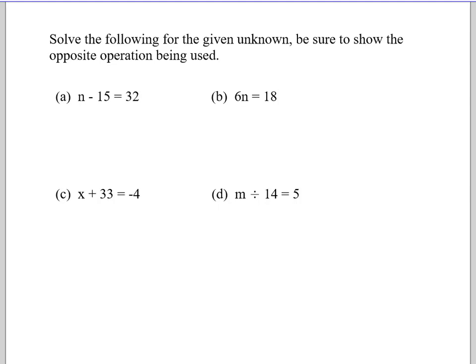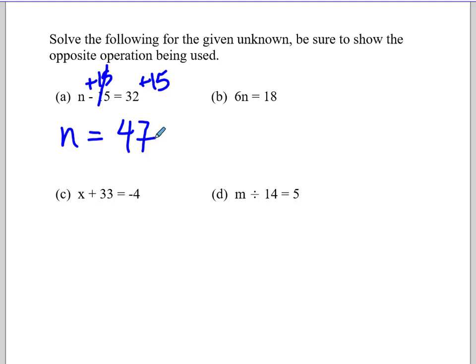The first thing you have to do is identify the operation that you want to cancel out, and then do the opposite of it. So in the first one, we have n minus 15 equals 32. So the operation we're looking at is the minus 15. So the opposite of subtracting 15 is adding 15. So if we add 15 to both sides, they cancel on the left side. Our n is isolated by itself on the left-hand side, and then we just have to add 32 and 15 together for 47. Okay, let's move on to B.